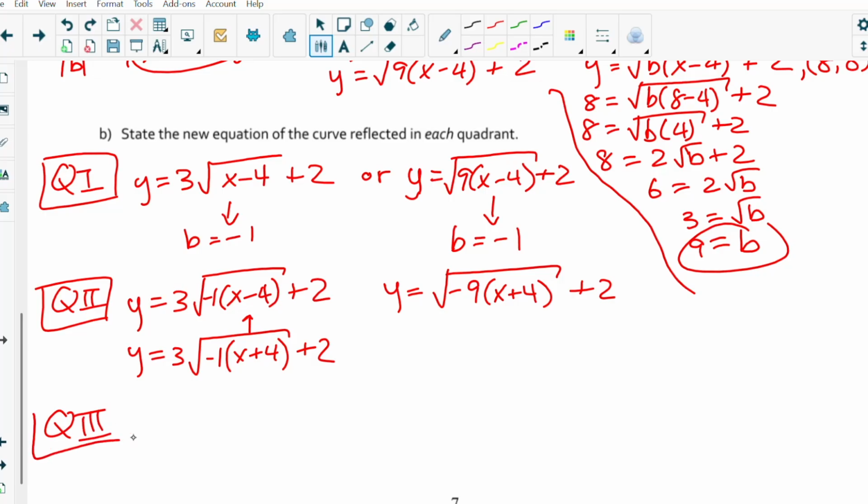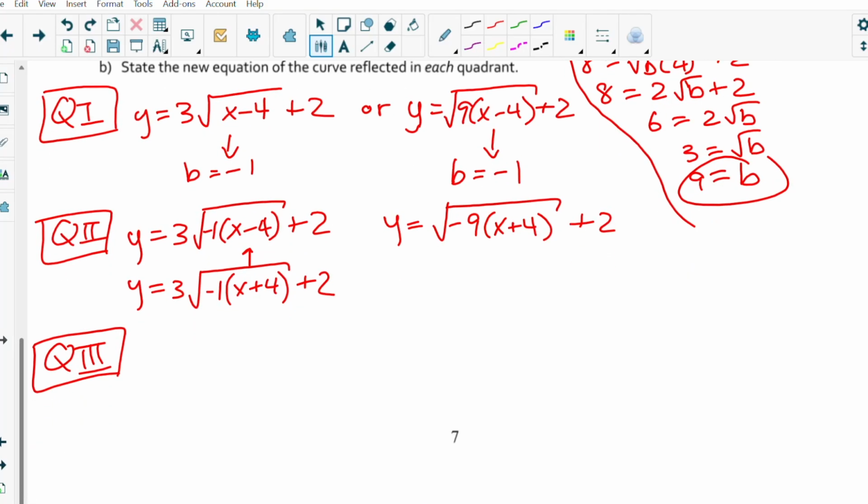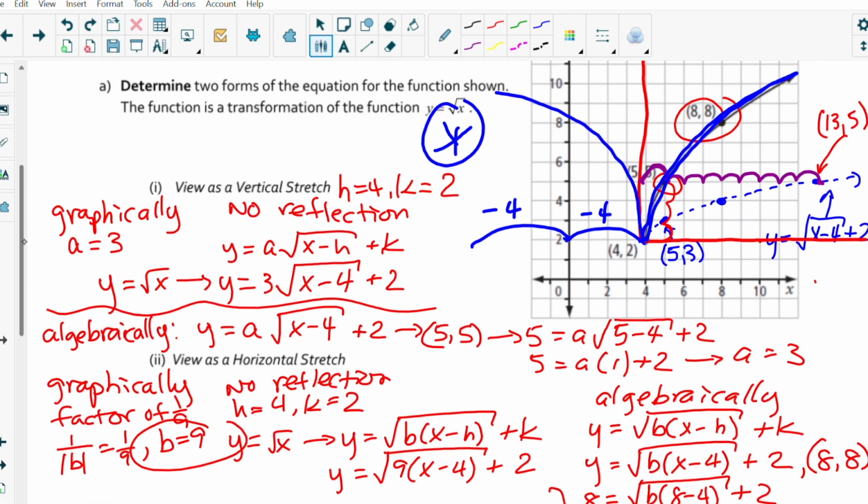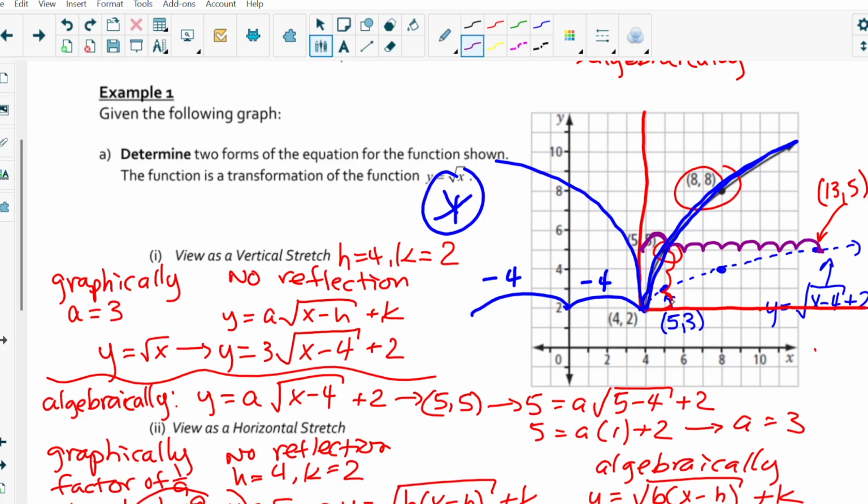Okay, what about quadrant 3? So I'm going to take this equation and reflect it into quadrant 3. Well, I need to reflect the entire thing. Let's do it piecemeal. If I reflect it, I need an a value equal to -1. So in quadrant 3, folks, what does that look like? y equals, well, let's do -3. Well, here's the problem. I have this plus 2.